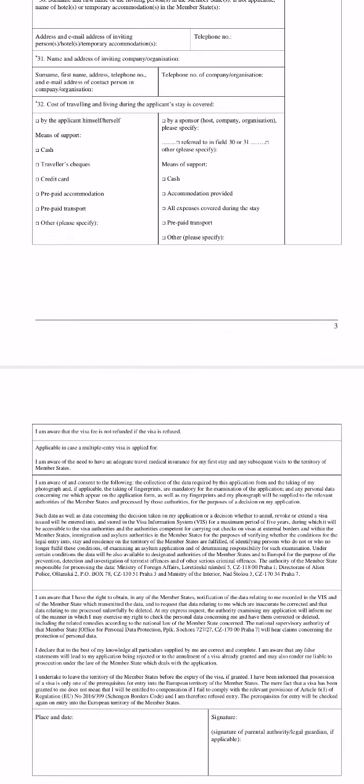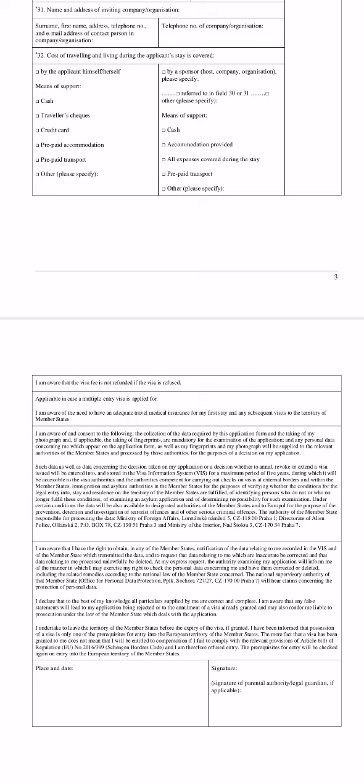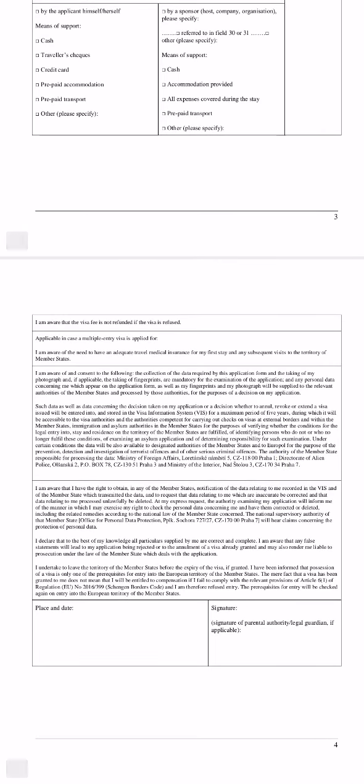Then there is another one that says, I am aware that the visa fee is not refundable if the visa is refused. This simply means that you are going to sign an undertaking. If they give you the visa, then it's fine. If they don't give you the visa, there is no refund. Then you have to sign and put the date that you accepted. So basically these are the steps by which you can apply for the Schengen visa.